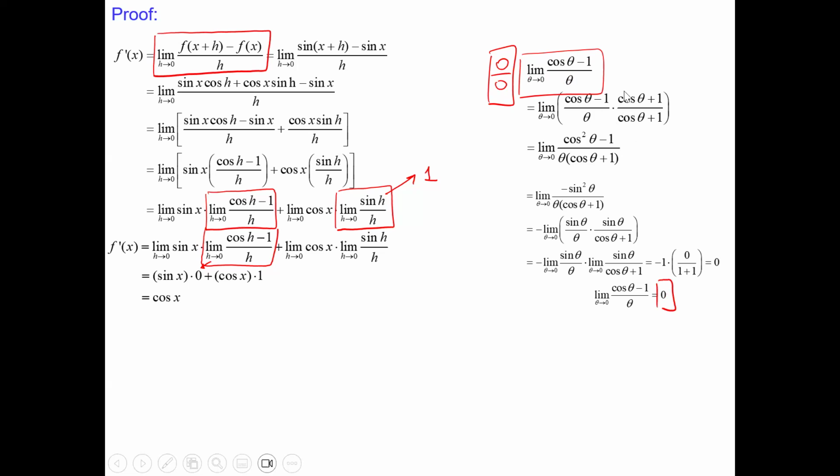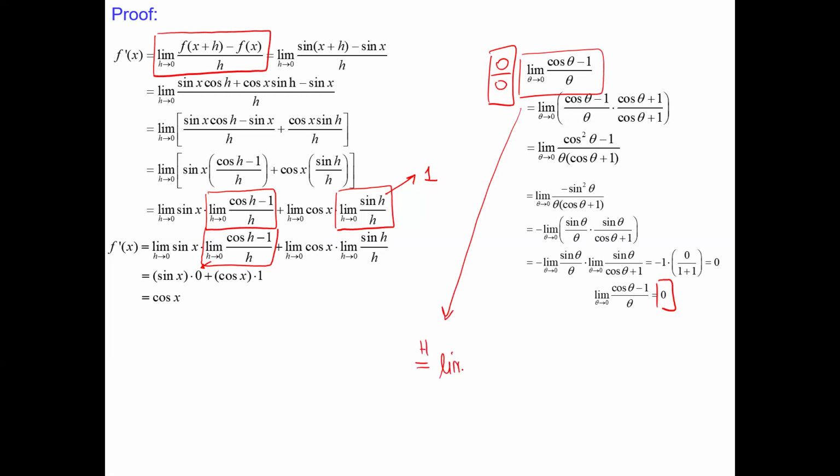And also it's worth remembering how we can evaluate this limit. We can multiply by the conjugate expression of cosine of theta, cosine of theta minus 1, cosine of theta plus 1, and then do the algebraic steps, a couple of trigonometric identities, and we're getting 0. Of course, it's very simple to use the L'Hopital rule.